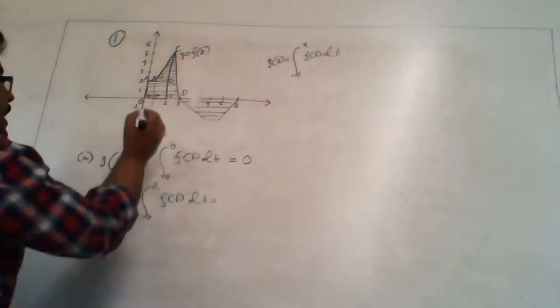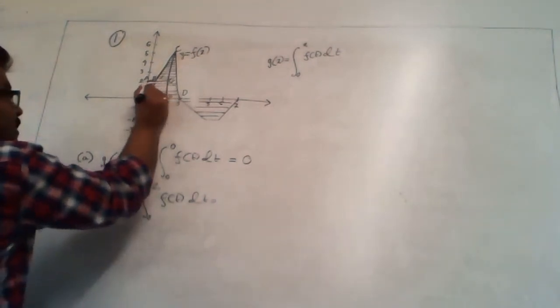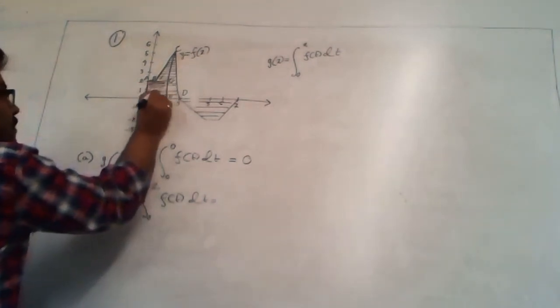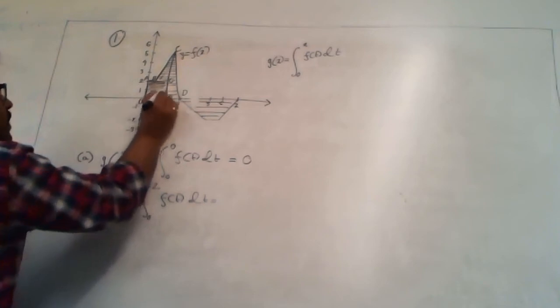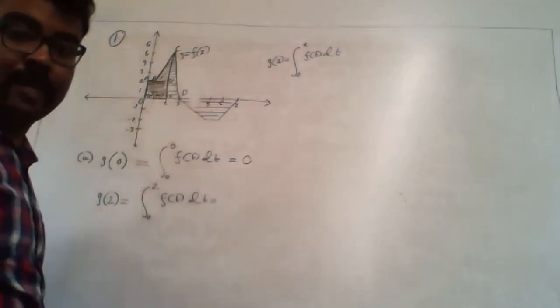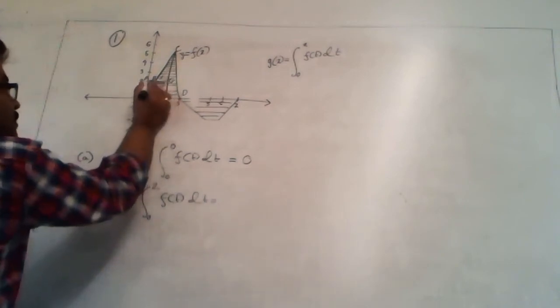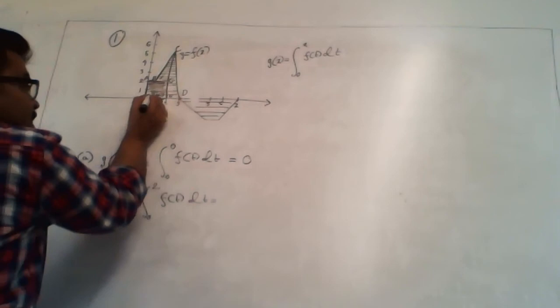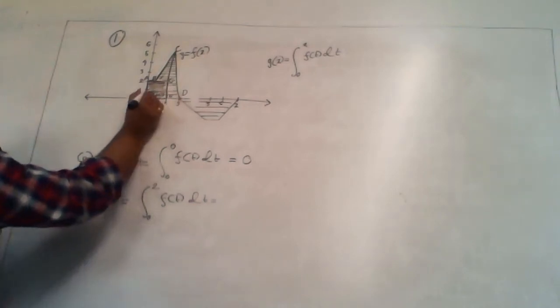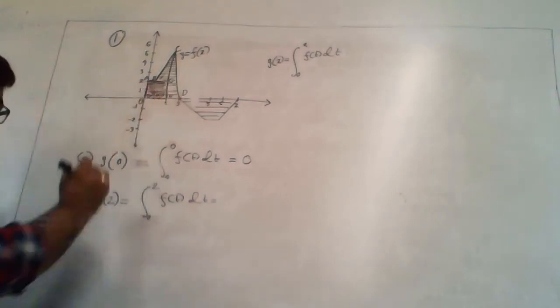So this is the rectangle which I am shading here. This is the rectangle, and this is the top triangle, right? So what is the area of this rectangle? You see that its length is 2 and its width is also 2, right?